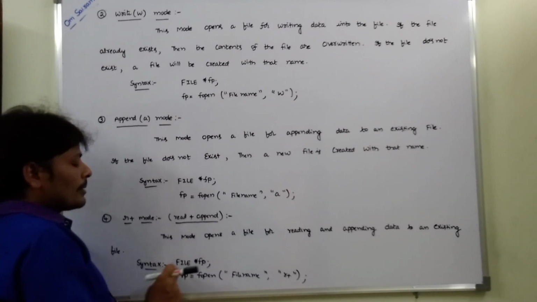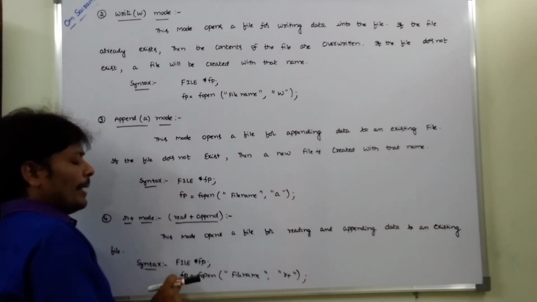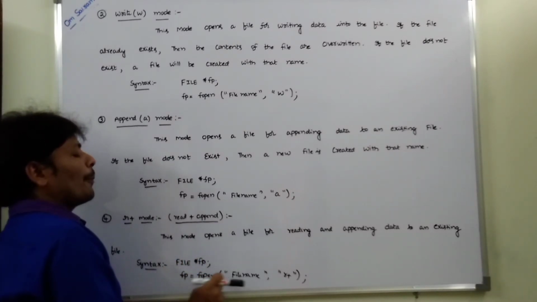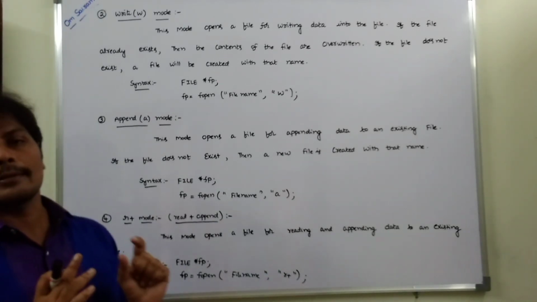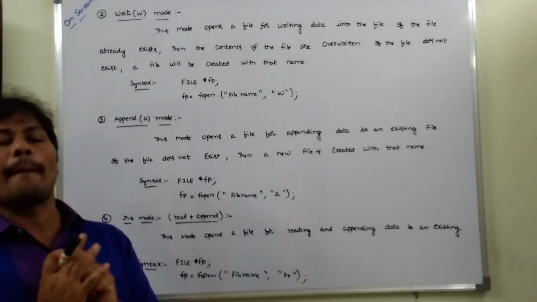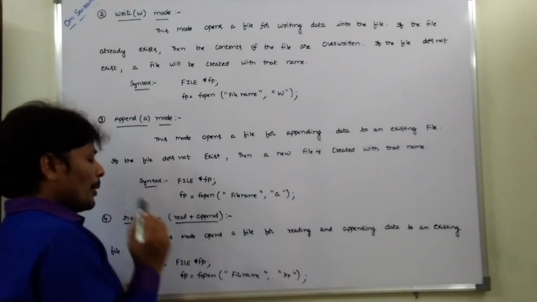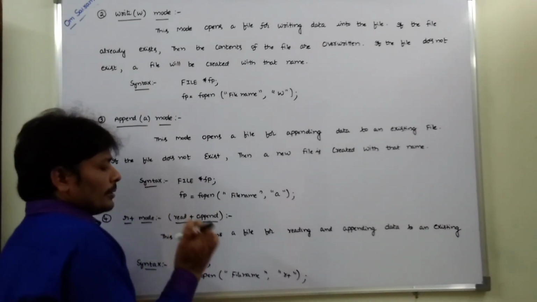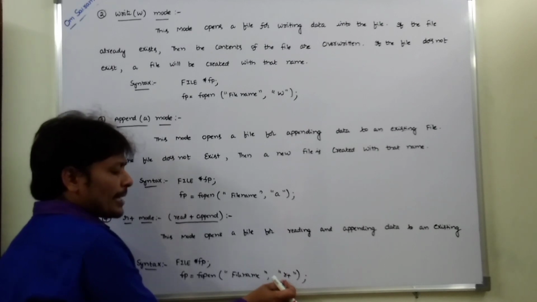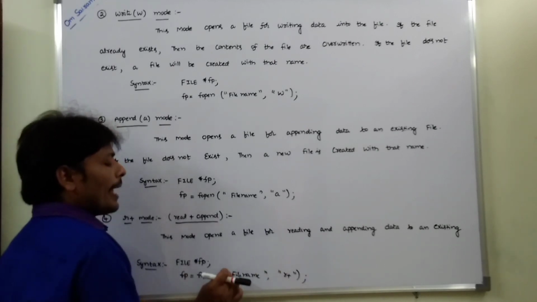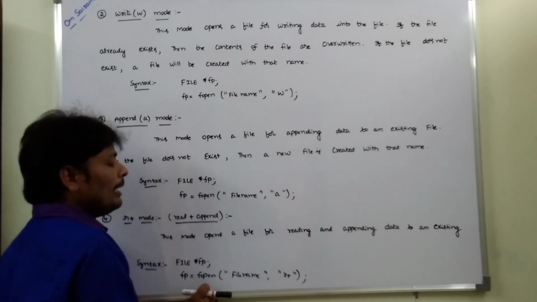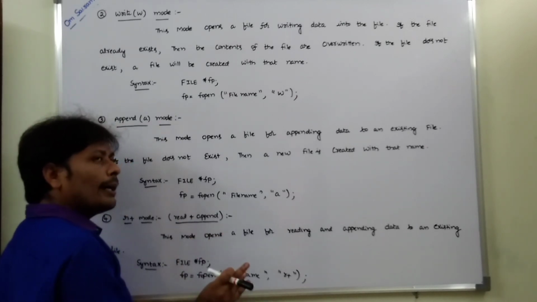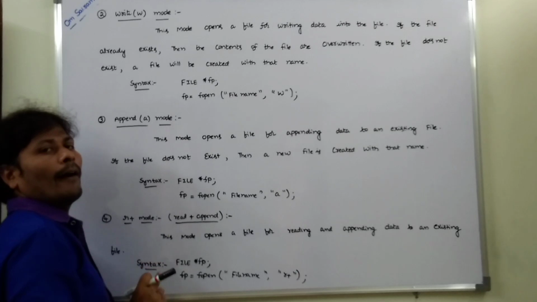The syntax is file pointer fp, fp is equal to fopen file name comma r plus mode. R plus is nothing but read plus append mode. Okay, so here this mode, that is r plus mode, opens an existing file for both reading and appending data.